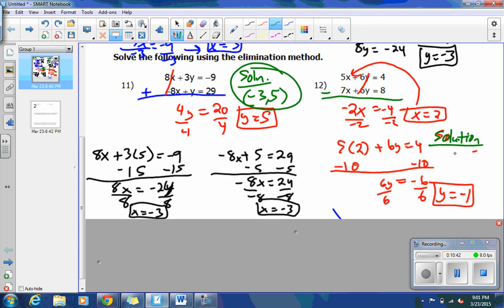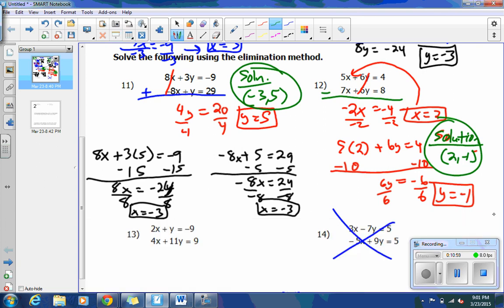For this one, our x is 2, our y is negative 1. And there we go. So that's the important part about the elimination, recognizing that. I do have some more challenging ones here to show you, though, as well.